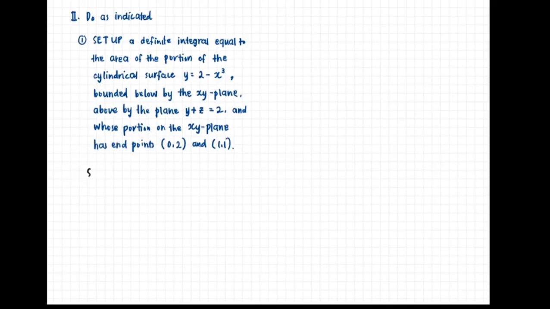We start by sketching our cylindrical surface. So for this case, if we suppose that this is the z-axis, this is the y-axis, and the x-axis respectively, then notice that for our cylindrical surface y equals 2 minus x cubed, we're missing the z variable, so we're sketching here a plane curve on the xy plane, and we extend that along the direction of the z-axis. So to sketch first the plane curve y equals 2 minus x cubed, again we have here the portion on the xy plane with endpoints (0, 2) and (1, 1).